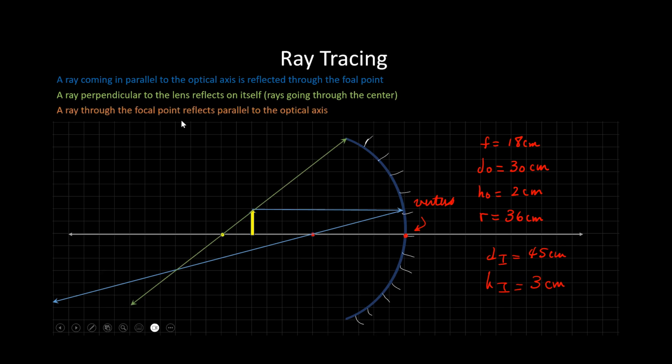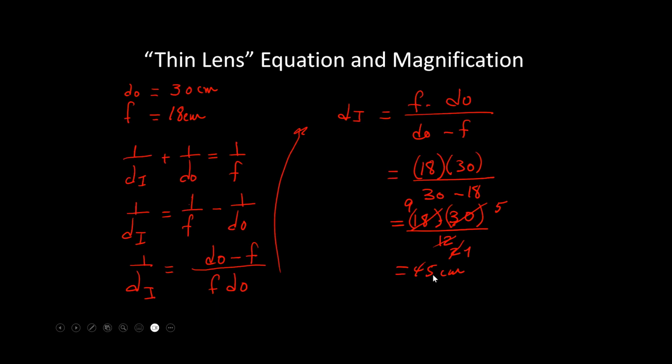And then a ray through the focal point. So we're going to have an orange ray coming in through this red dot, hits the mirror, bounces out parallel to the optical axis. These are the 3 principal rays. Wherever they meet is the image. And this is the data we read off the diagram.